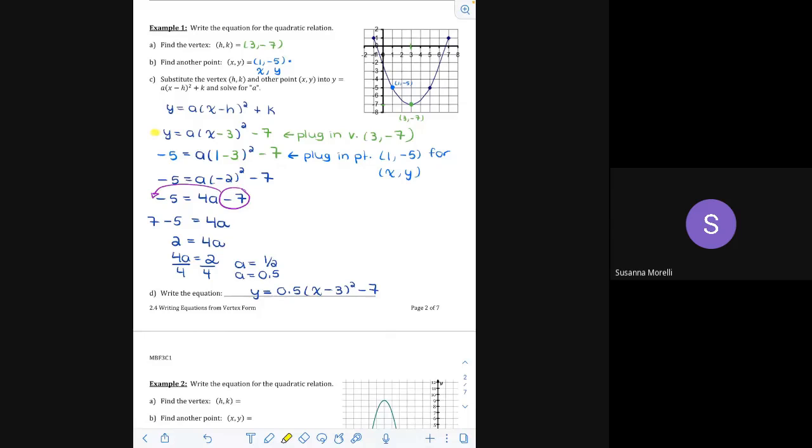So that there is writing an equation for the quadratic given the vertex and another point. Hope that helped.